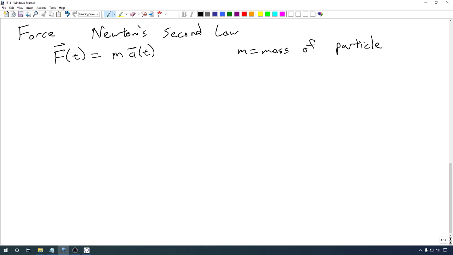So if we know the forces that are on an object, we can then get the acceleration that the object should be experiencing, and then we can use integration to get to the position vector. Let's put that into practice and look at projectile motion.